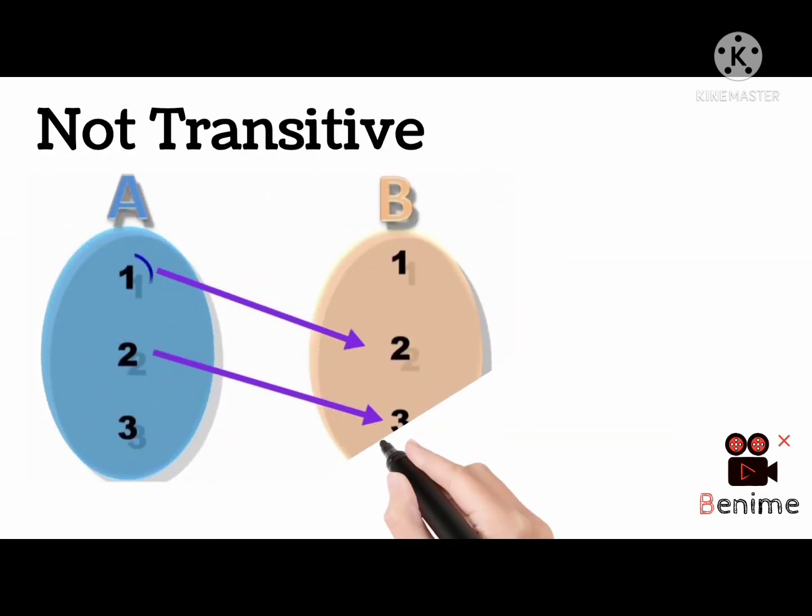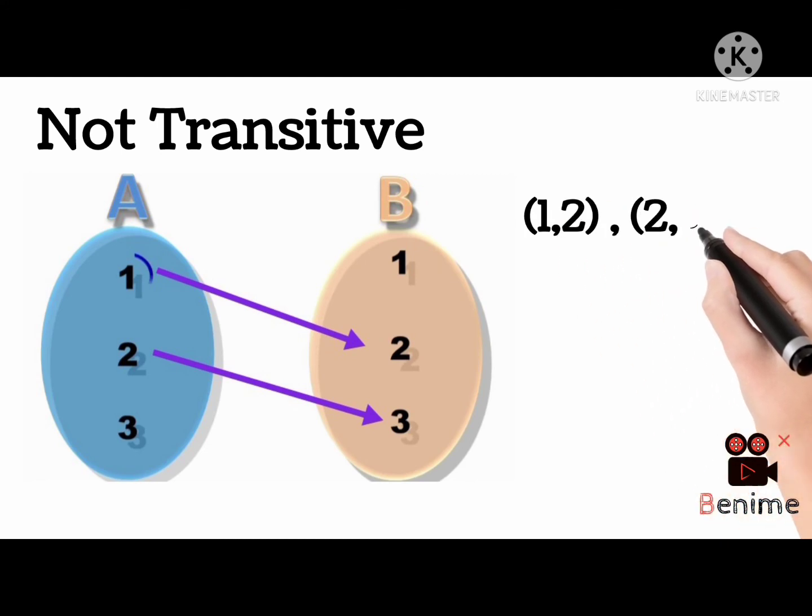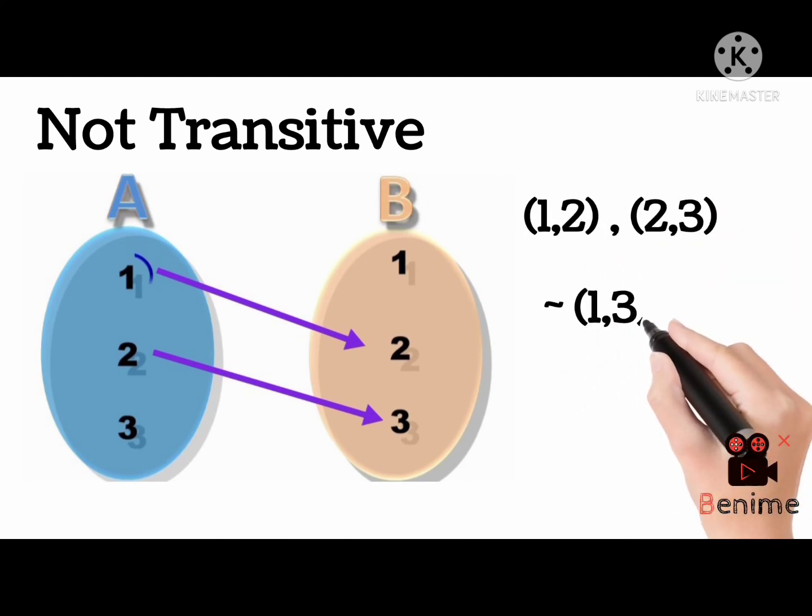Okay, so let's go with the opposite of transitive, which is not transitive. As we can see here in our illustration, the only relations we have here are from 1 to 2, then 2 to 3. So we don't have a shortcut from 1 to 3. That's why it is not transitive.